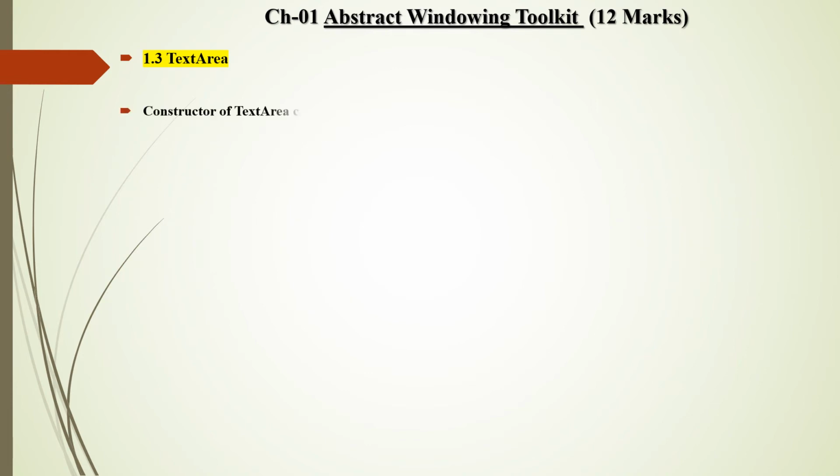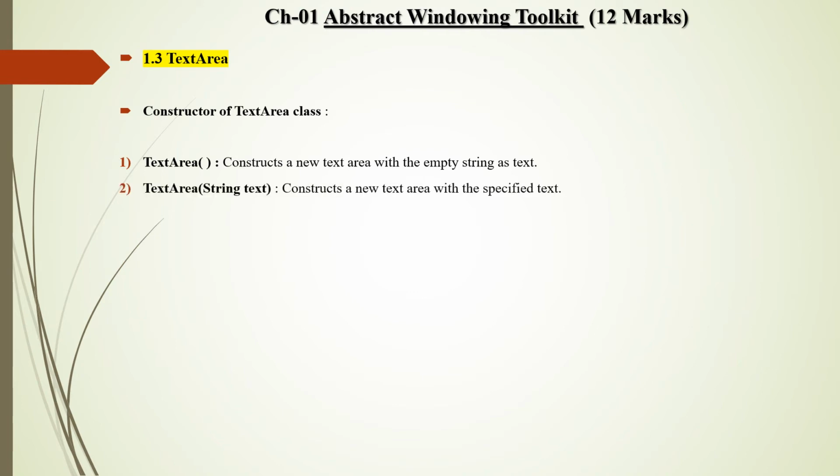Then we see the constructors of the TextArea class. The first constructor is the default constructor, which does not have any parameter, and creates a new text area with an empty string as text. So simple, it creates one empty area. Second constructor, TextArea, which has one parameter of string type, constructs a new text area with the specified text. So this constructor creates the area, and the string which is passed in the constructor is displayed in the text area.